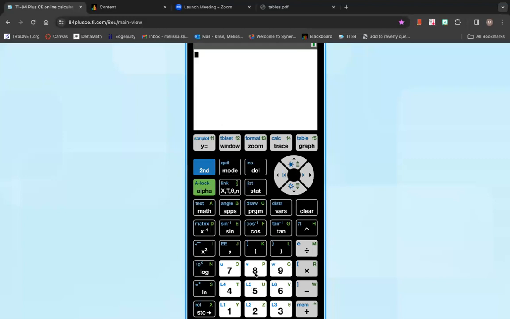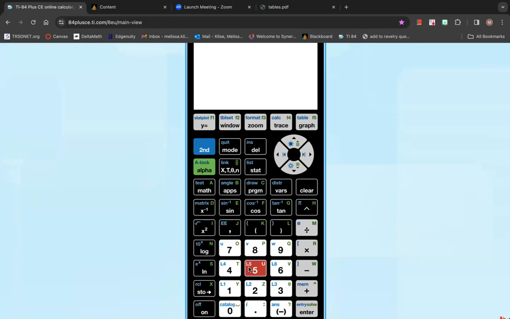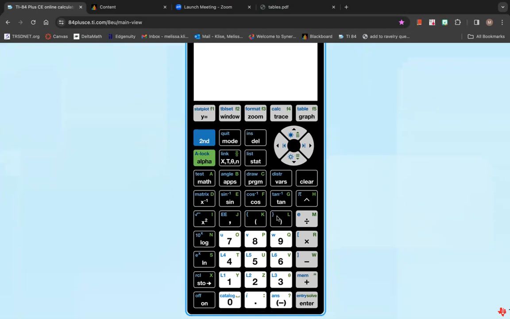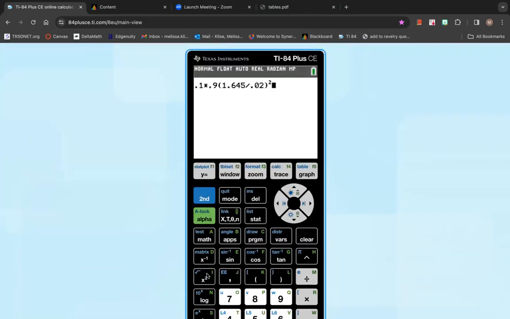Okay, so I did 0.1 times 0.9. This is how I did it. Parenthesis 1, let's see, 0.645 divided by 0.02, closed my parentheses, and hit X squared. Enter. You see where you went wrong? Yeah, X squared.